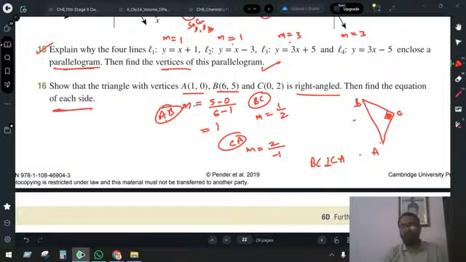For AB, you got m equals 1, and you can take any point, either A or B. For BC, you got m equals 1 by 2, and you can take any point, B or C. For CA, m equals minus 2, and you can take any point, either A or C. There you will use the point gradient formula. After that, we have to simplify to get the general equation.